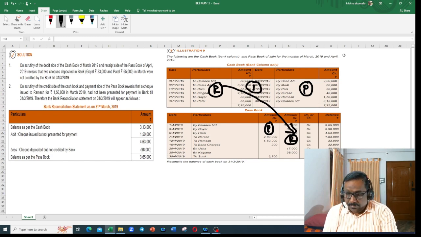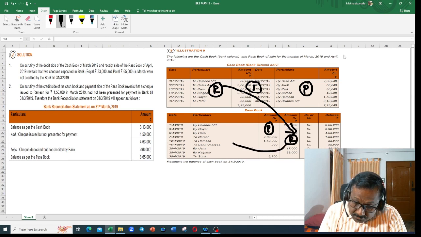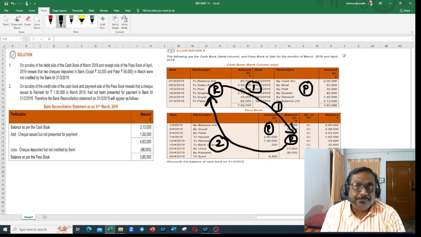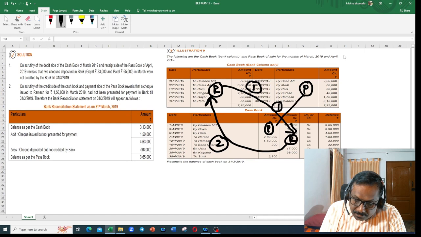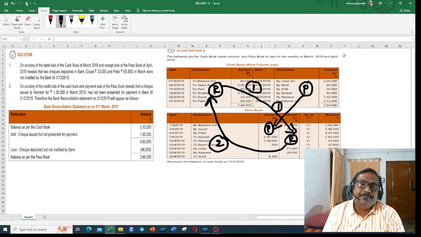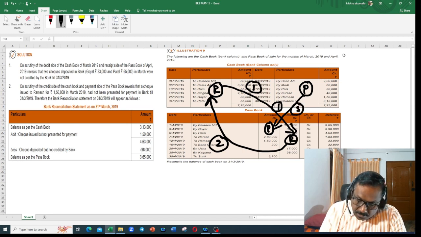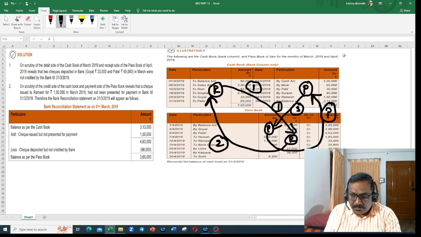Cash book receipts to be compared with passbook receipts. Then passbook receipts to be compared with cash book receipts. This is the first step, this is the second step. Note down these points, very important. These receipts to be compared with these receipts and these receipts to be compared with cash book receipts. Similarly, cash book payments to be compared with passbook payments. This is the third step. Fourth step is passbook payments to be compared with cash book payments. This is the fourth step.